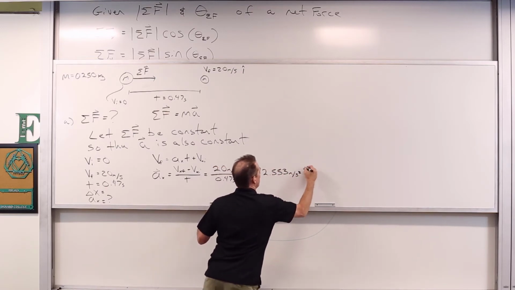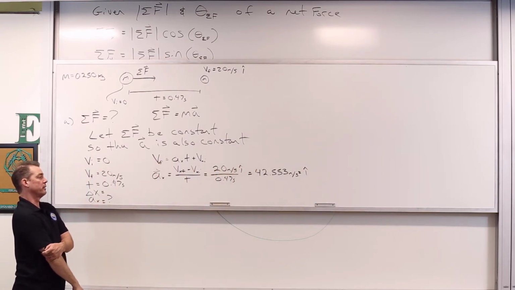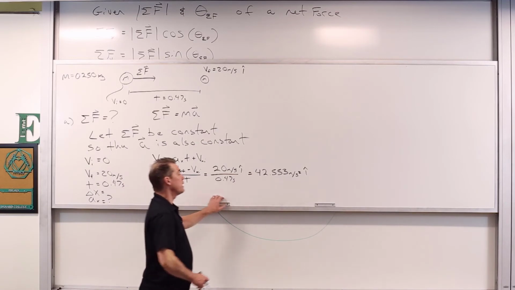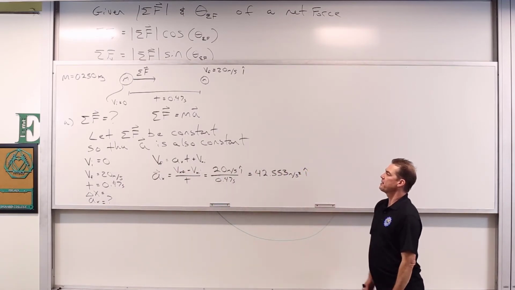Meters per second squared, I hat. So there's the acceleration of this object. Over that 0.47 seconds, it accelerated at the rate of 42.553 meters per second squared. All right, that's great. We got the acceleration now.